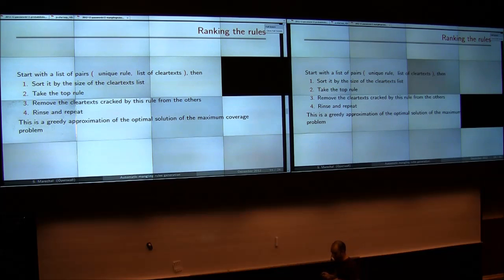Once you have that, it's fairly easy. I just sort the rules by number of passwords cracked, then remove all the passwords that were cracked by this rule from the set of passwords cracked for the other rules, and just rerun them again, repeat, until there are no rules left. So this is a pretty good approximation of the maximum coverage problem, which means that it's not a perfect solution, but should match fairly well the perfect solution for a large amount of data.